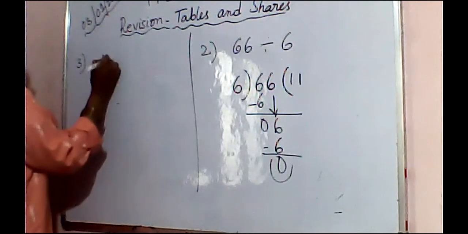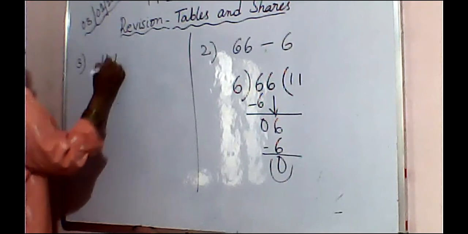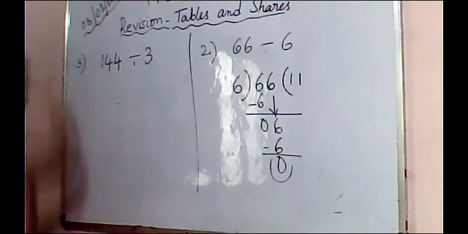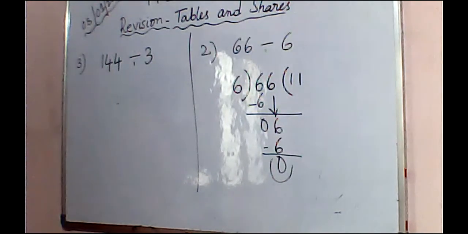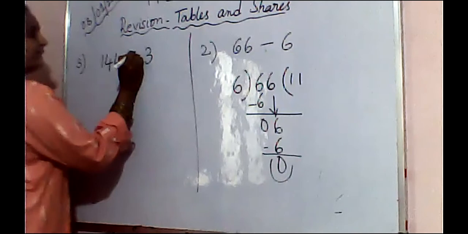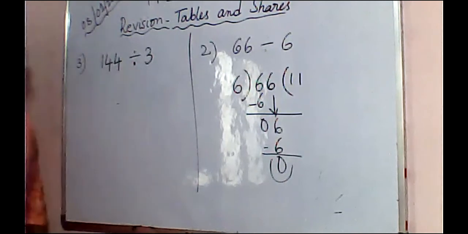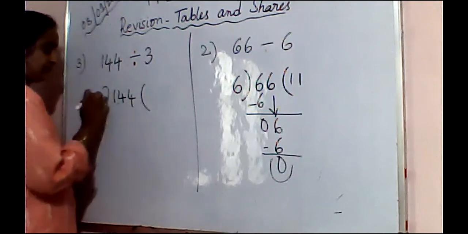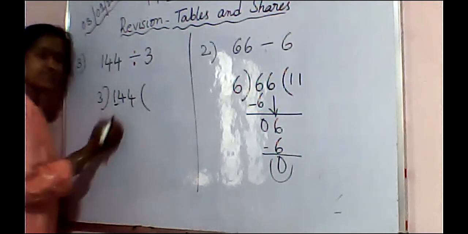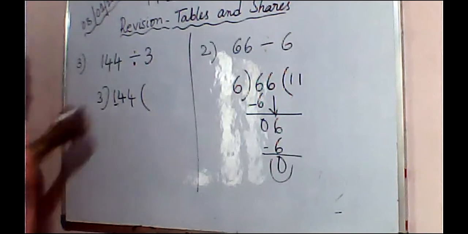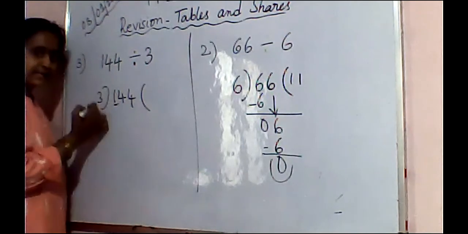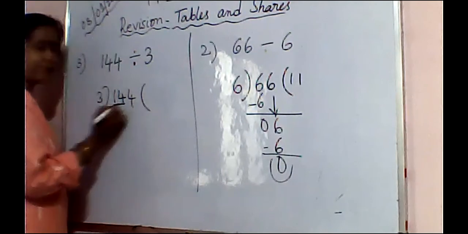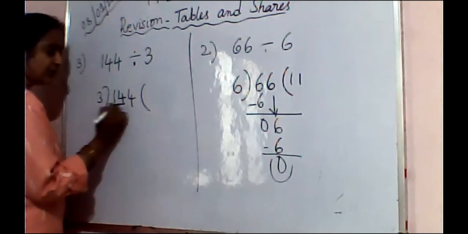What division? 144 divided by 3. Now, what is the first digit? 1. 1 is lesser than 3, so we cannot do the division there. So we have to check in 2 numbers. Next, check in 2 numbers.